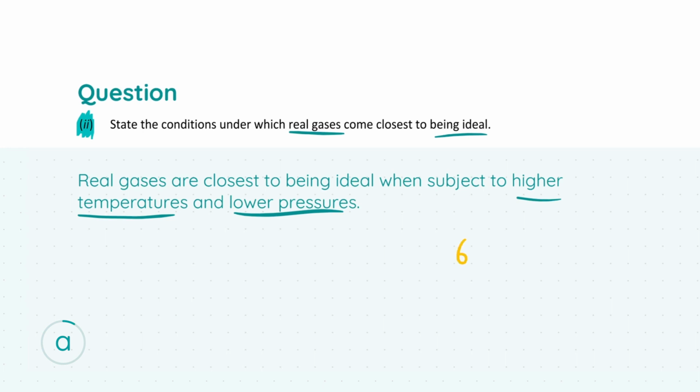There was a total of 6 marks going for this question, and the breakdown was fairly simple. You got 3 marks for saying higher temperatures, and you got a further 3 marks for saying lower pressures, and that gives you your total of 6 marks.